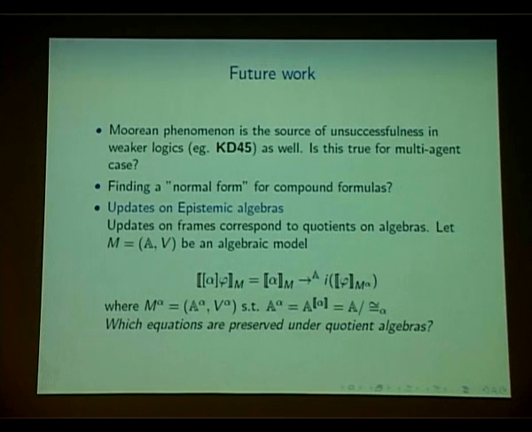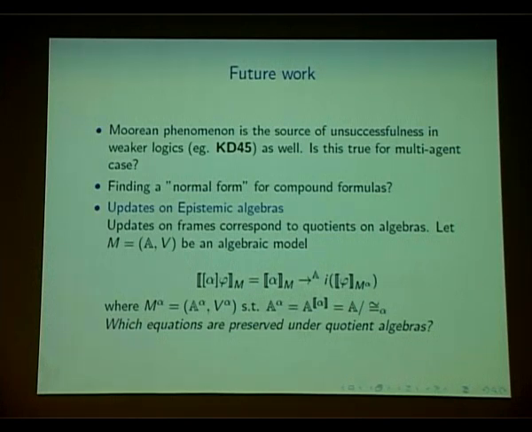It will also be helpful to find a normal form along the lines of that paper, which helps us to classify compound formulas. And another very last point that I want to mention is there is this notion of epistemic algebra. Because of the duality between frames and algebras, you can see public announcements as announcements on the algebraic side as well.